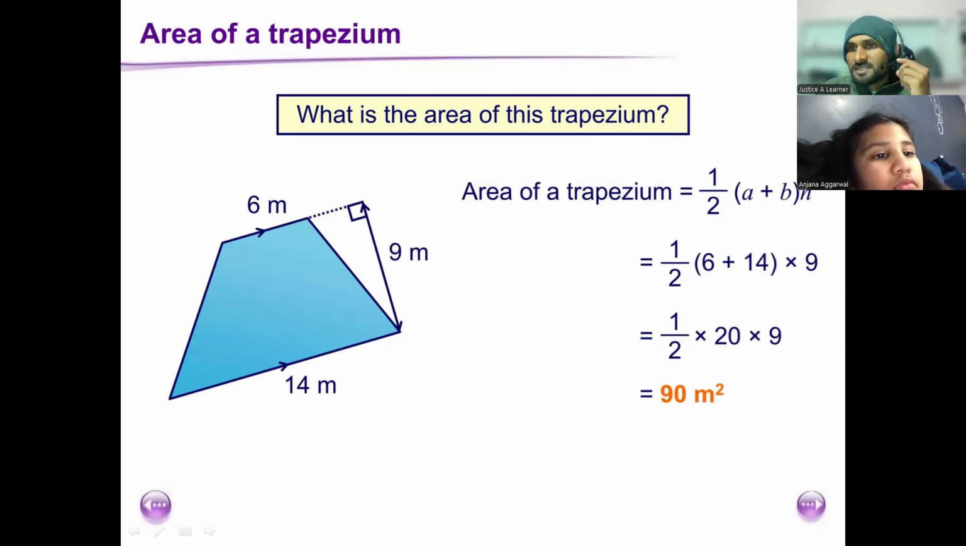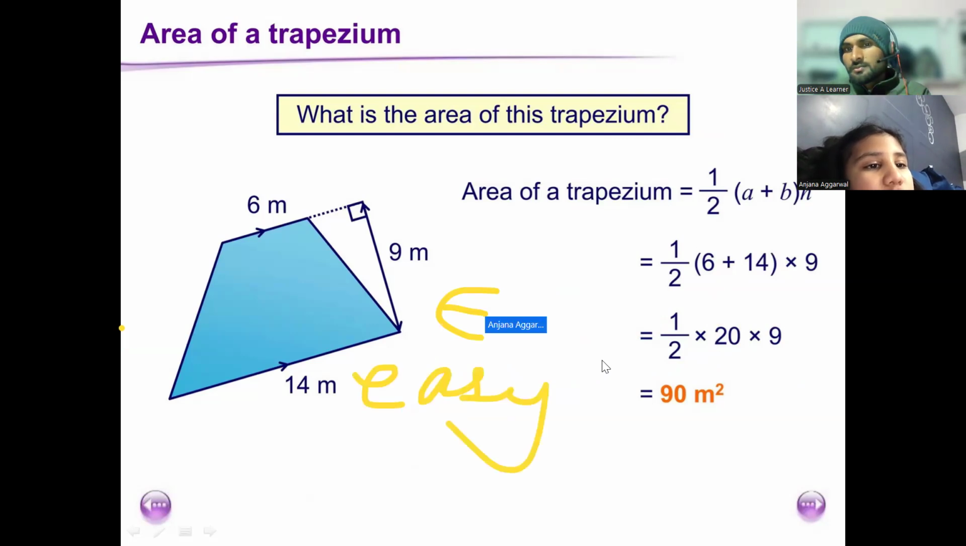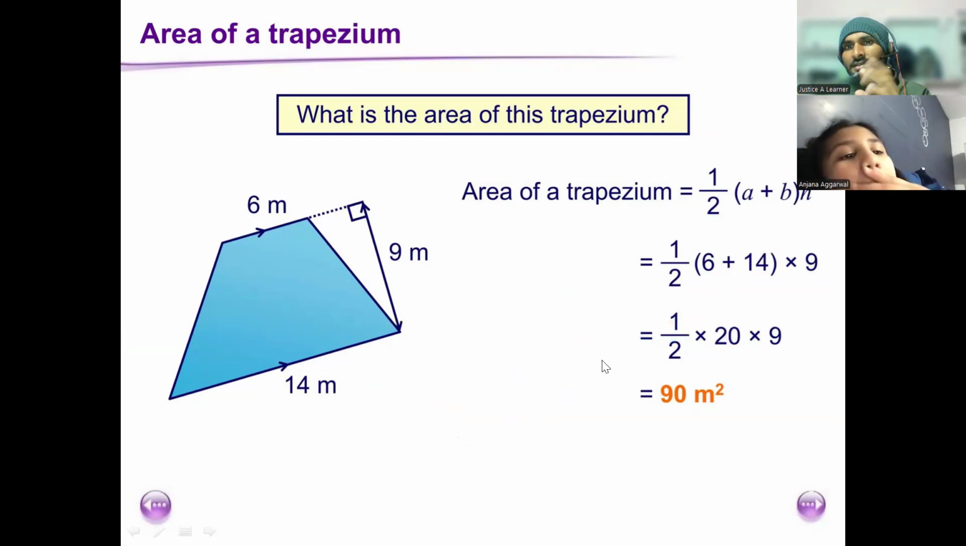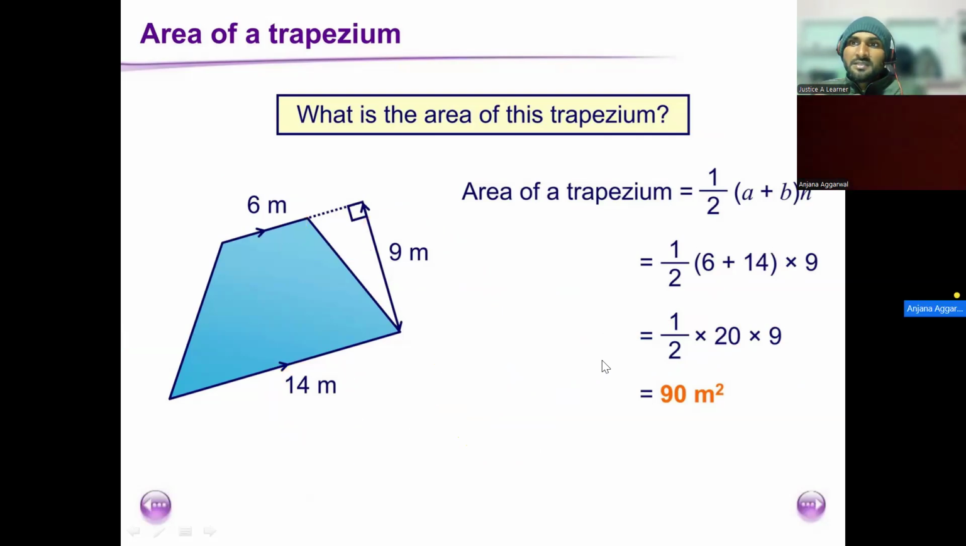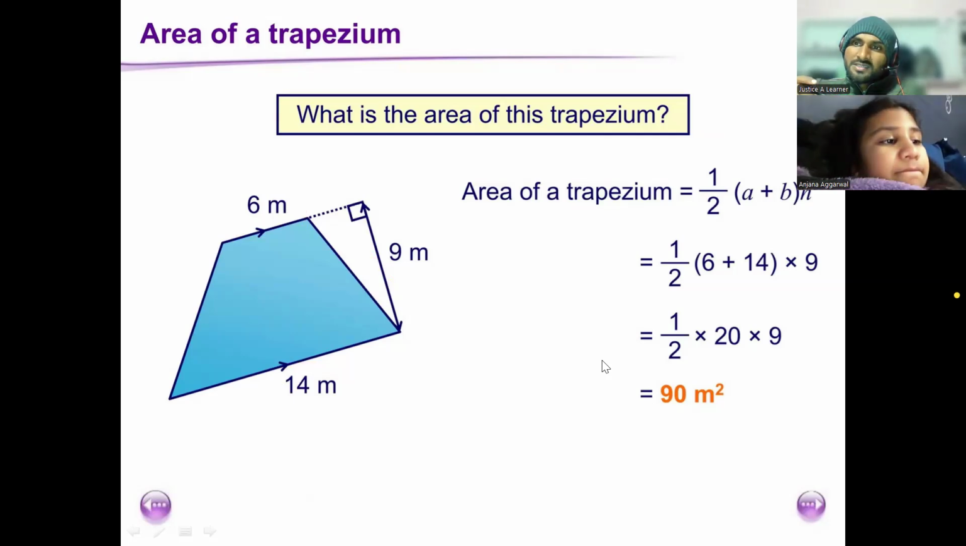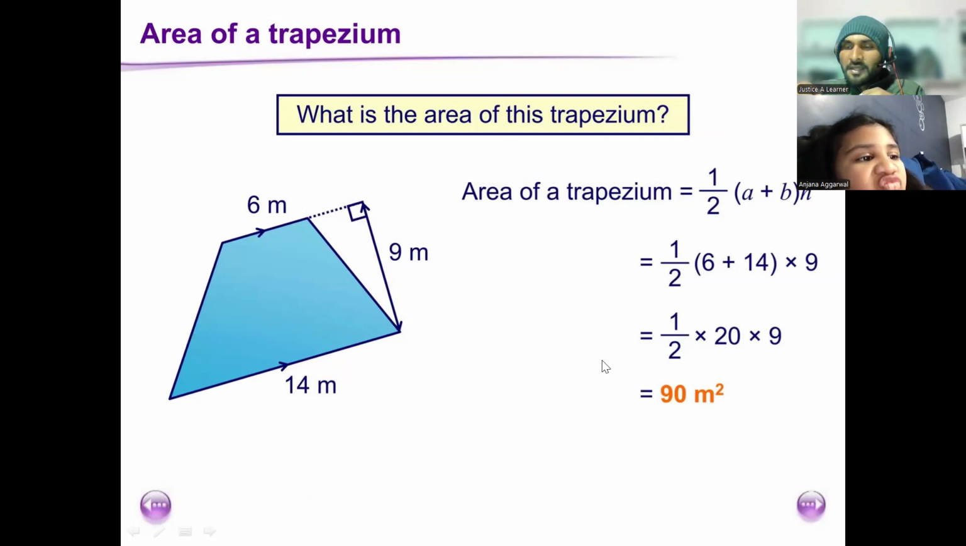Were you able to observe this problem? Wait, this is actually easy. Okay. So any kind of trapezium that is shown to you, the first thing needed is that you need to spot the two parallel lines, right? And the second thing to spot is the height, the perpendicular height. And then you may go with the formula, right?